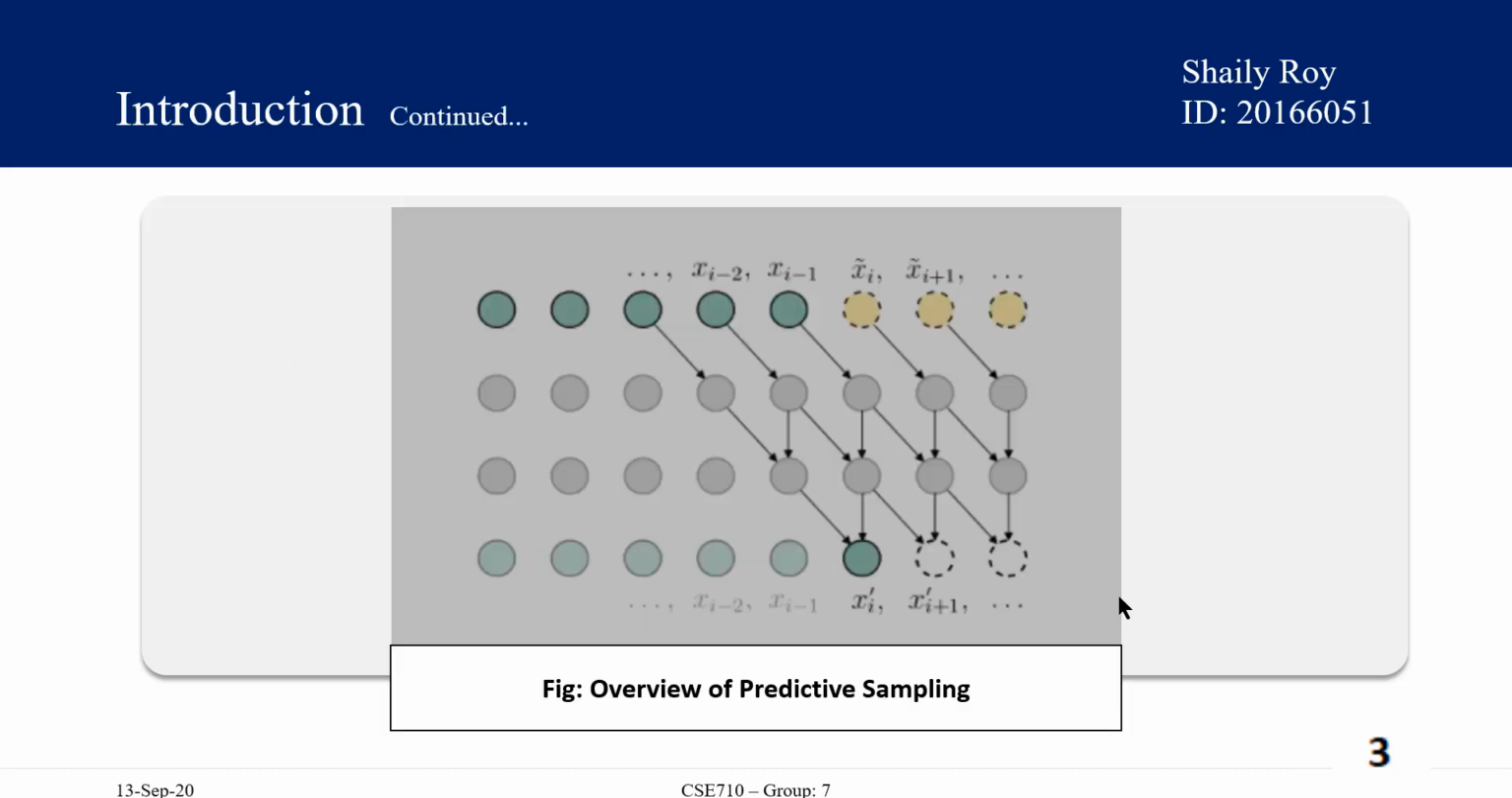This figure shows the overview of predictive sampling. A sequence so far of autoregressive model samples x0, x1 till xi-1 is extended with forecast of x tilde i, x tilde i plus 1, and so on. This is given as input to the ARM. The ARM has strict triangular dependency, so the first output x naught i, which is this one, is always valid.